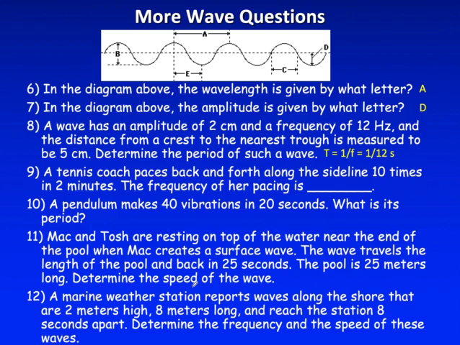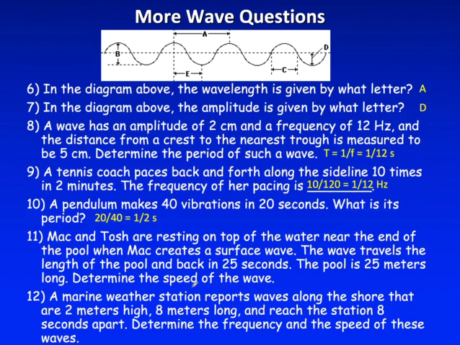A tennis coach paces back and forth along the sidelines 10 times in 2 minutes. The frequency of her pacing, that's the number of oscillations per second, would be 10 oscillations in 120 seconds, or reducing that, 1/12 of a hertz. A pendulum makes 40 vibrations in 20 seconds. What's its period? In other words, how long does it take to make one vibration? Well, if we do 40 in 20 seconds, there's 40 of them in that 20 seconds. How long does it take for just one of them? Well, 20 over 40, or a half of a second.